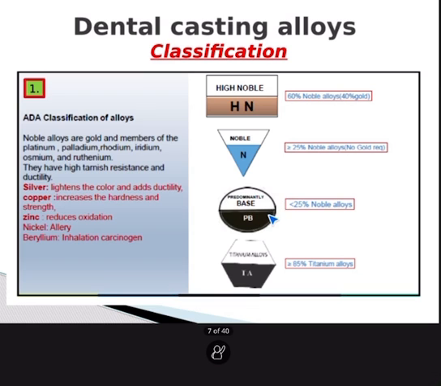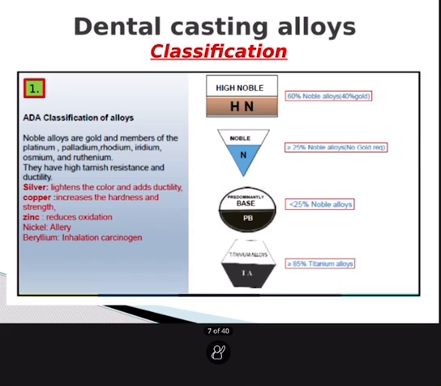The predominantly base alloy has less than 25% noble metals, and the noble metals are all these materials which I have mentioned on this side. After that, titanium alloys must have greater than or equal to 85% titanium present in the material.